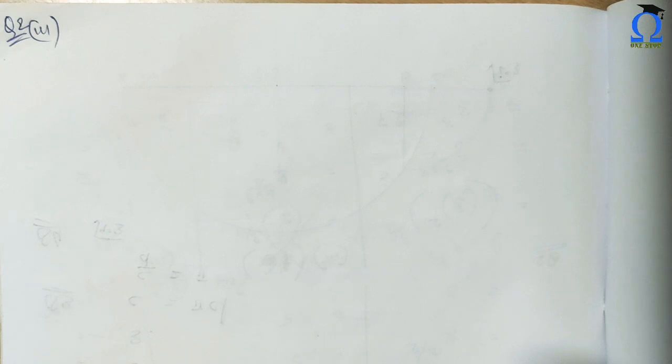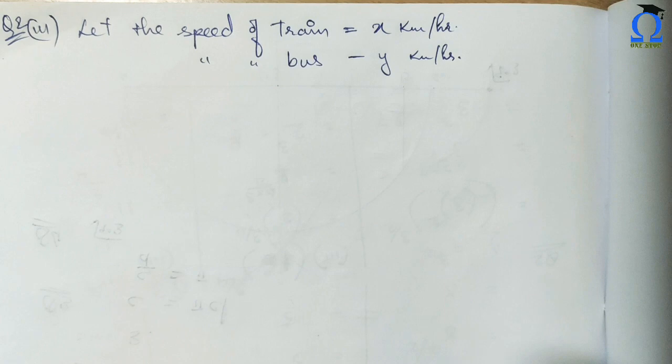300 kilometers have been traveled by train and bus. If she takes 60 kilometers by train and the remaining, that is 240 kilometers, by bus, then she will take 4 hours. And if she takes 100 kilometers by train and the remaining, that is 200 kilometers, by bus, then she takes 10 minutes longer. Now we need to find the speed of the train and bus. So I have taken them to be x and y.